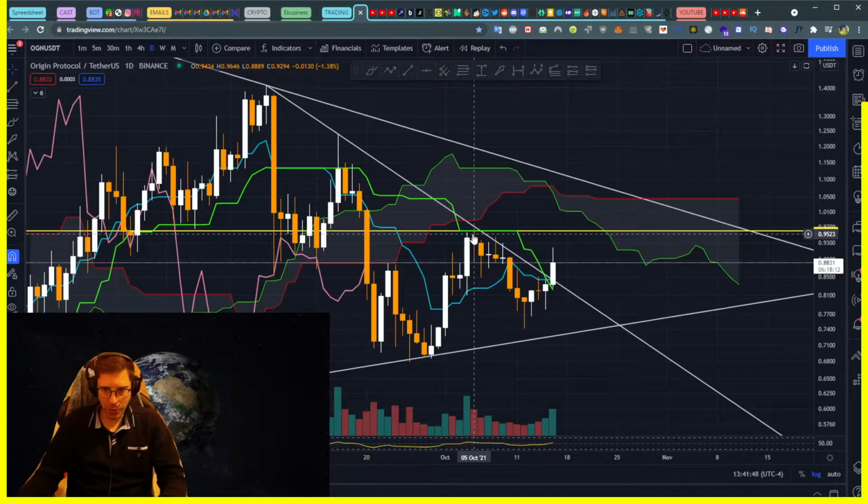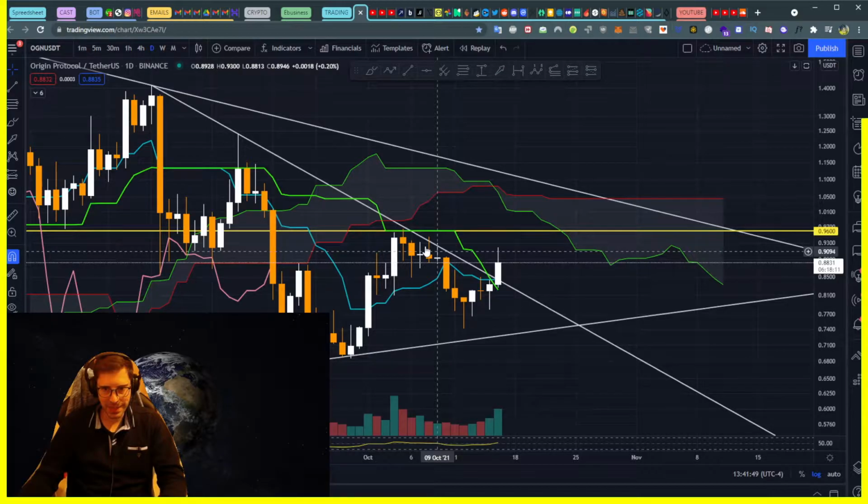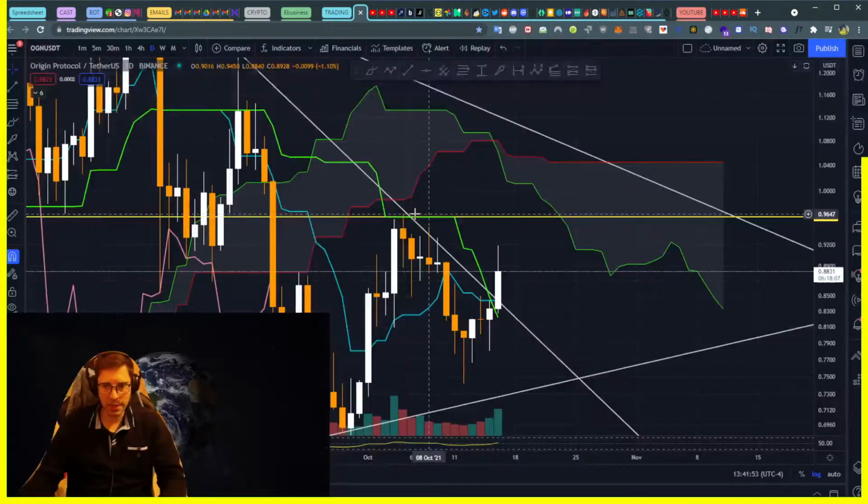You can see here we were resisting it. It was also stopping straight up on this Kijun here for our Ichimoku cloud. So thanks to Ichimoku, you could take some profit here and knew that you have to have a stop loss here. Take profit here, sorry, not a stop loss. So today we are above.